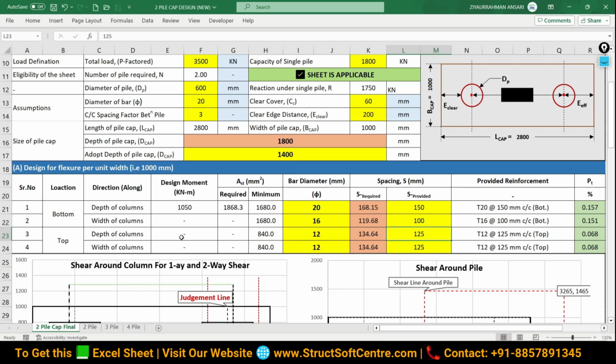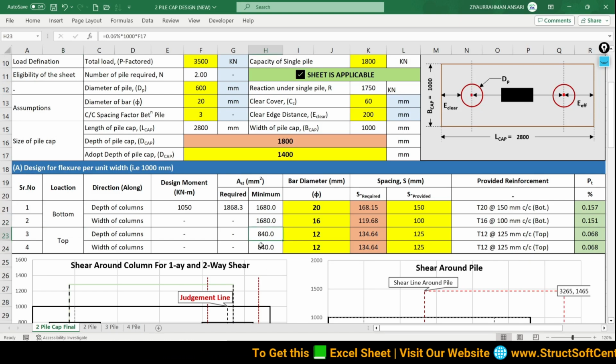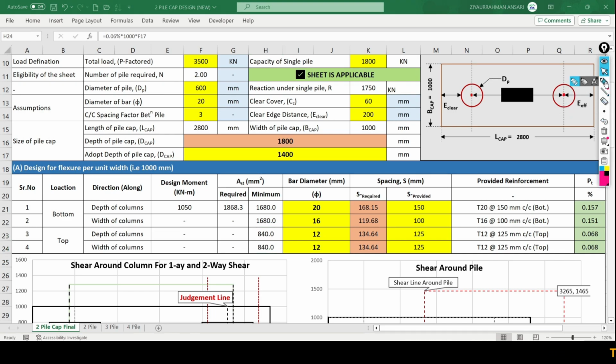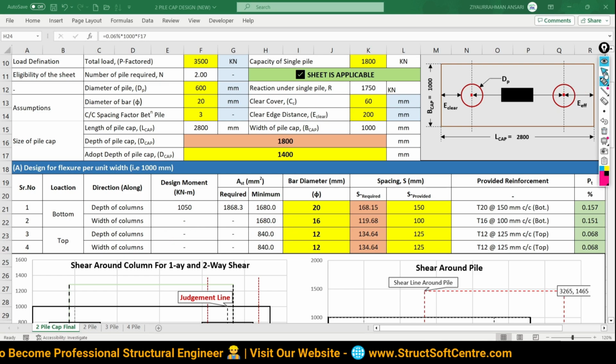Now next, top reinforcement. These were the bottom reinforcement, not top reinforcement. On the top also we have to provide the minimum percentage of reinforcement as 0.06. On the top, normally how much are the consultants providing? 0.06%. It is half of the 0.12% of reinforcement. Okay, so that we are going to provide here.